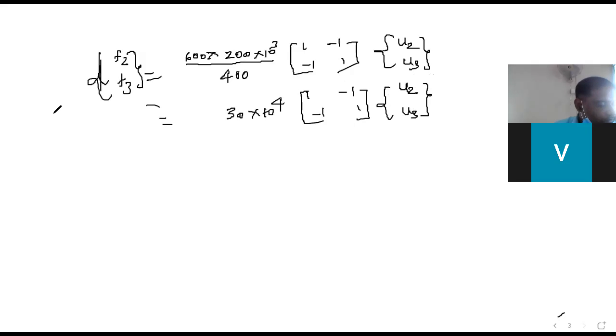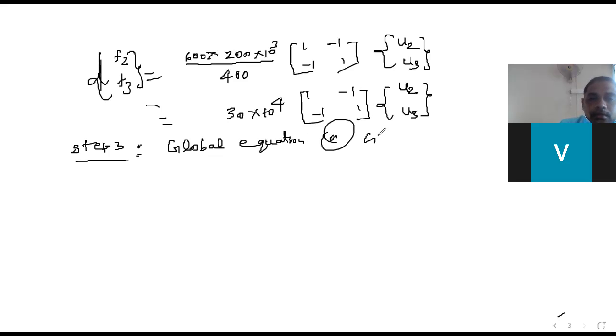And next, in step number 3, you are supposed to assemble those element equations to form the global equations, otherwise the global stiffness matrix, or else we can say it is the global equation.